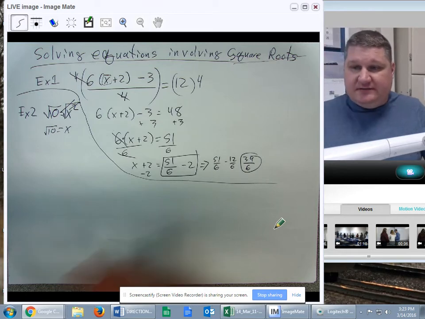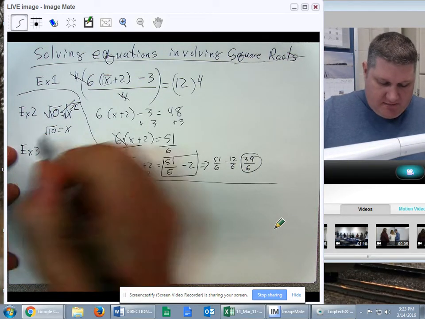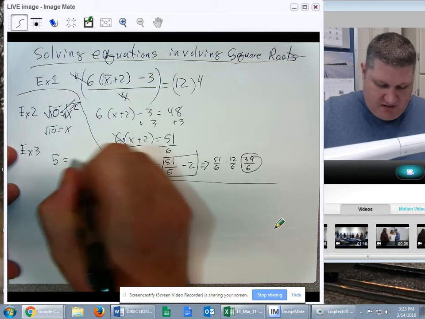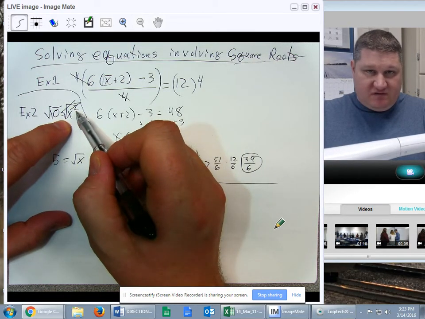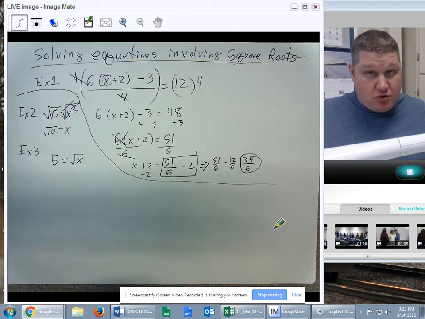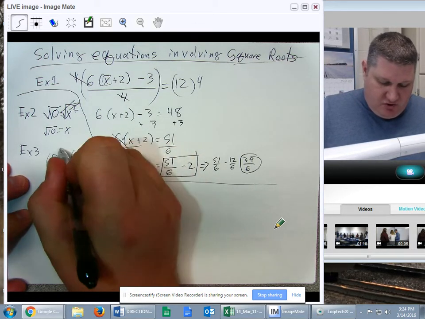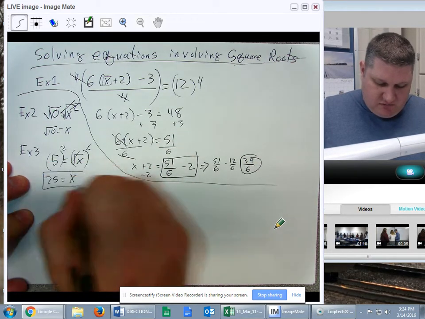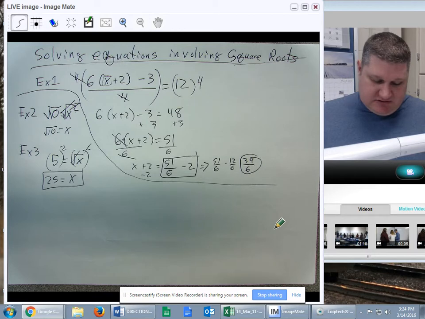Now, additionally, if I have example number 3, let's take something that has 5 equals the square root of x. In the same way as the square root is the opposite of the square, to get rid of a square root, the reverse of root would just be to square both sides. So I get 25 equals, those go away, 25 equals x. Now you notice there's no plus or minus because it doesn't matter. 5 times 5 is 25, guaranteed every single time.